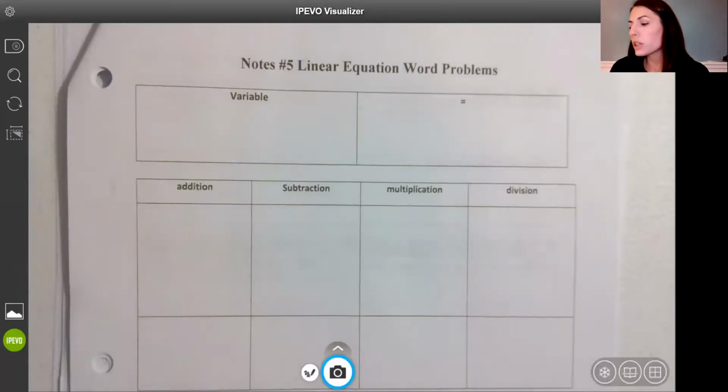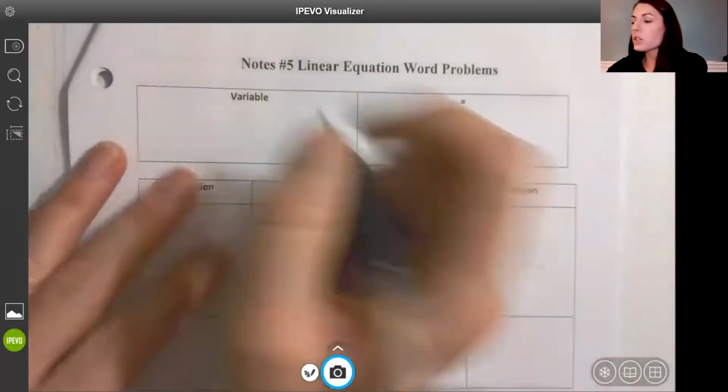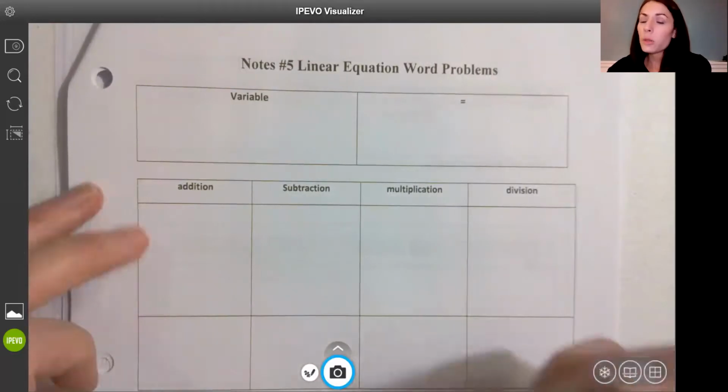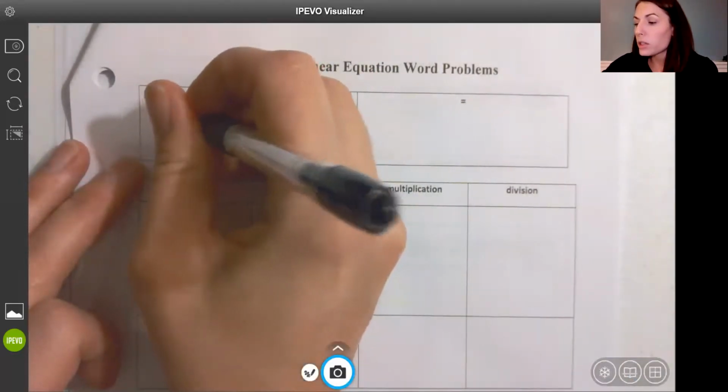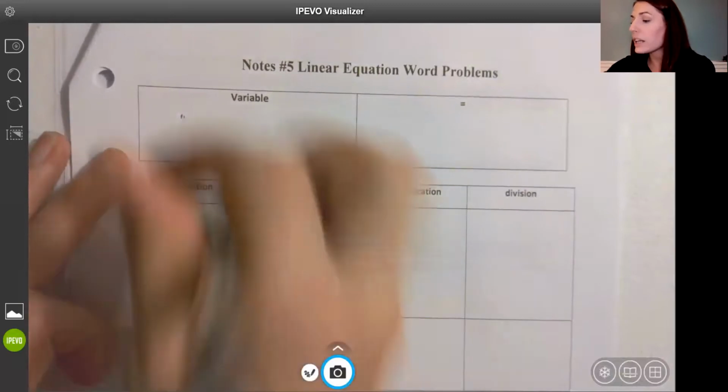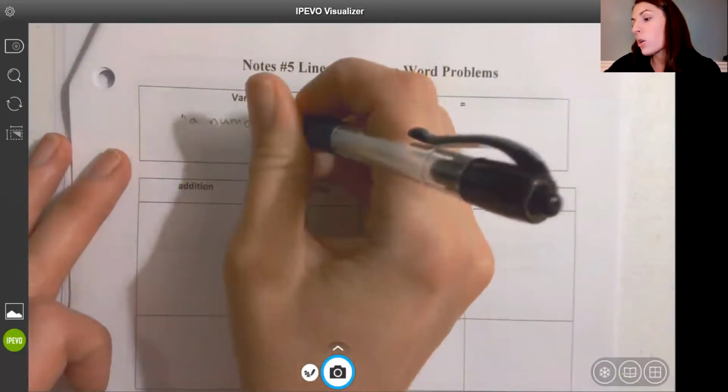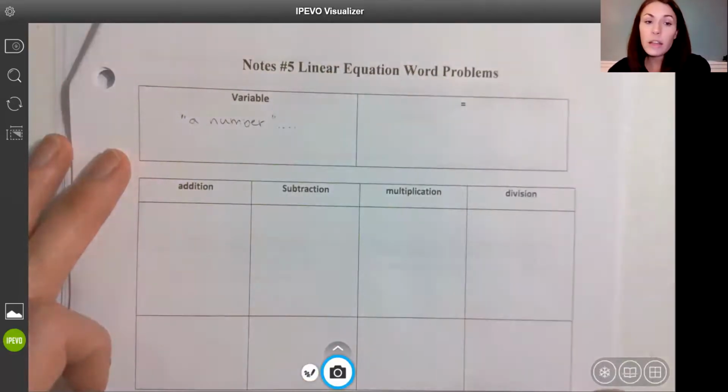So before we look at our word problems, there's a few tips that I want to give you in terms of how we piece these things together to create an equation. So first, starting with our variable. In our word problem, a variable is usually indicated by the words a number, or a value, something like that.